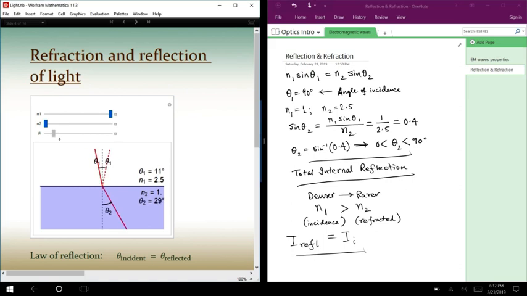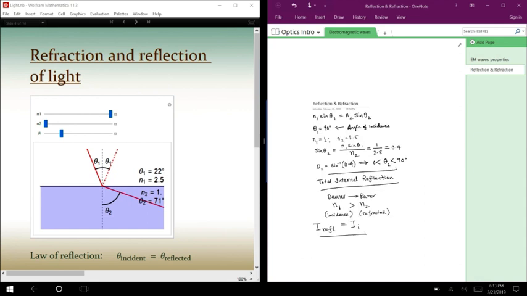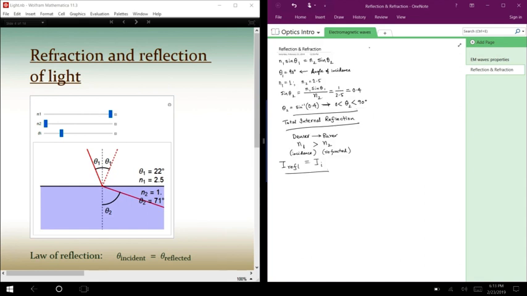Well, I can keep increasing theta 1, right? Initially when theta 1 is 0, theta 2 is also 0. And if I keep increasing this, you see that at some point theta 2 will reach 90 degrees, right? And this is essentially because as you increase theta 1, Snell's law is telling you that theta 2 is increasing, but it's going more and more away from the normal. So at some point that going away from the normal is just going to be equal to 90 degrees. So let's see the point at which this happens.